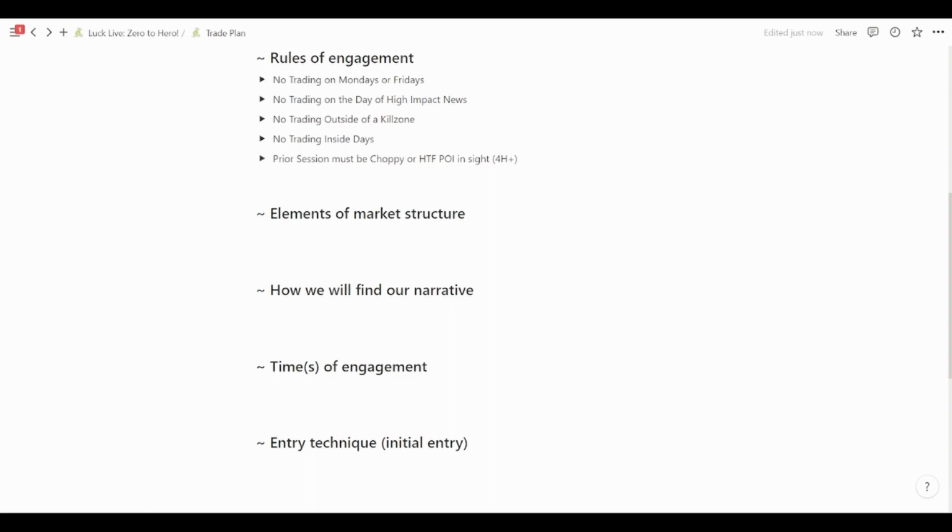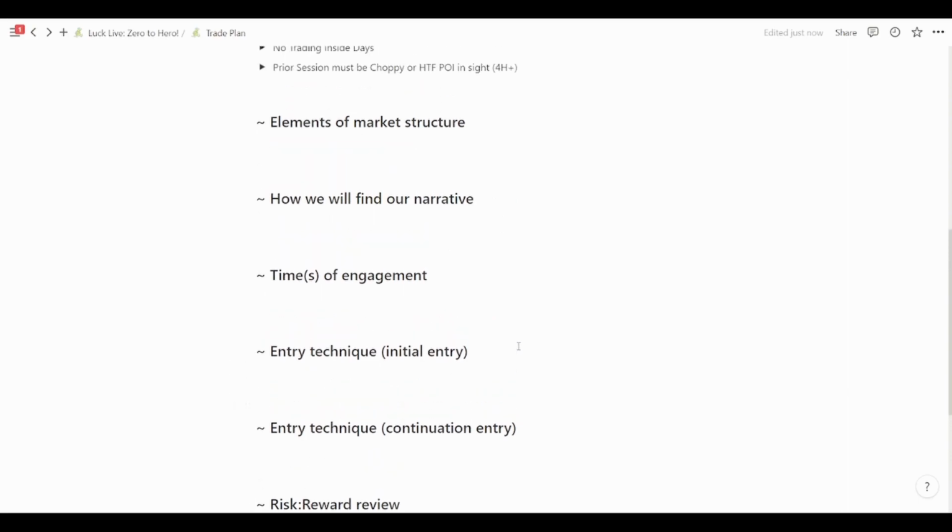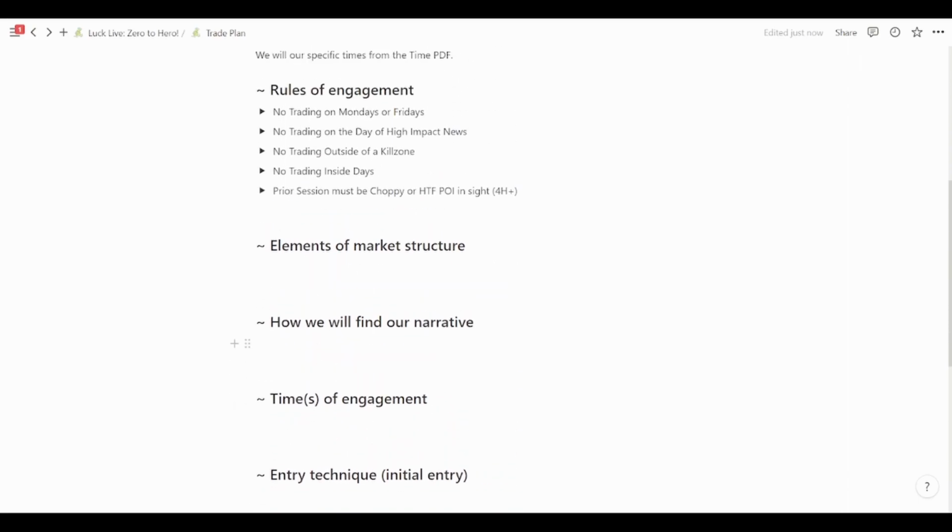I'm not going to be shooting for a large RR either. The reason being is because I am trading the turtle soup model, which requires me to take on a good bit of risk to enter my initial position in the first place. But I'm going to get into the RR later down the line. We have the risk to reward review at the end. It's going to be fairly simple, and I'll just explain it, and then anyone can ask any questions if they want to. But yeah, let's keep going, guys.